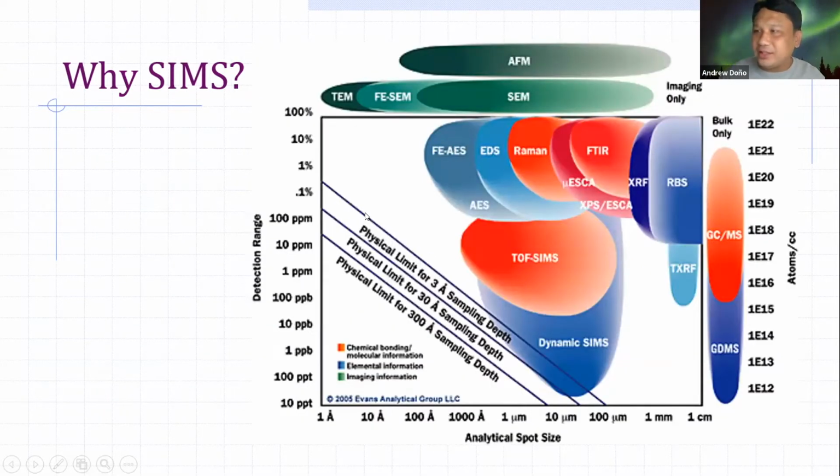So why SIMS? If you can see, as compared to some other characterization techniques, TOF-SIMS, you can see the detection range and the analytical spot size. So TOF-SIMS presents good detection range, approximately 100 ppm to 100 ppb. So as you can see also in this diagram, you can see the dynamic SIMS. So increasing the probe current or the incident beam of the TOF-SIMS, the result is the dynamic SIMS. In dynamic SIMS, even at low concentrations, the characterization can detect.